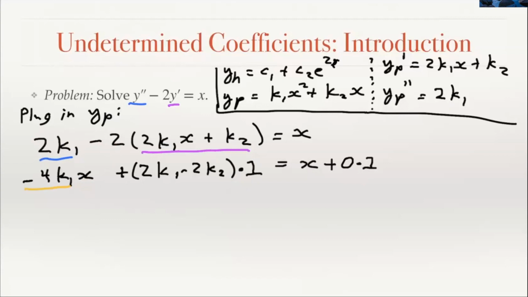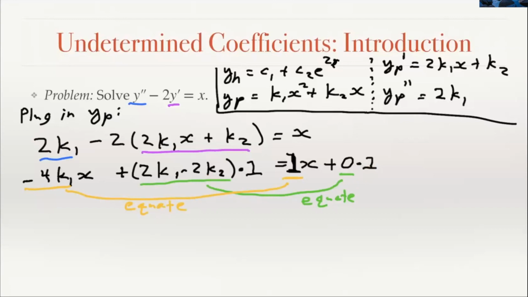And the coefficient of x is 1. So our equating coefficients looks like this. The x coefficients are the same and the constant coefficients are the same, i.e. the constant terms are the same.